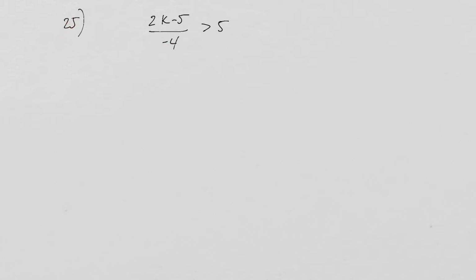Okay, number 25. Here's the problem. We have this over negative 4, and we want to get rid of this. We're going to multiply each side by negative 4. Okay, now over here, these negative 4's cancel, and we're left with 2k minus 5. Because we're multiplying by a negative, this inequality is going to flip directions. And 5 times negative 4 is negative 20.